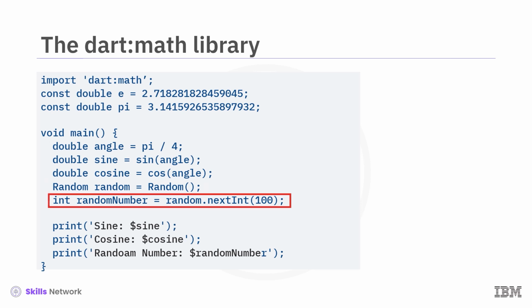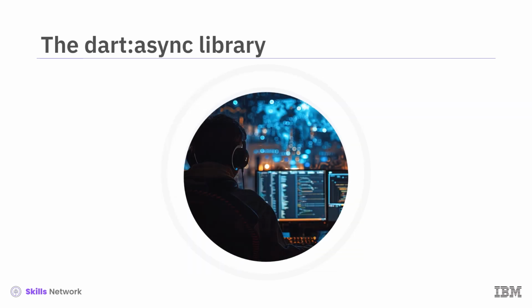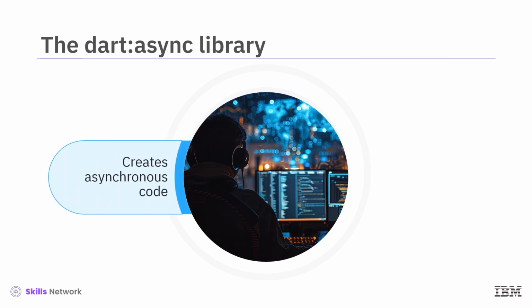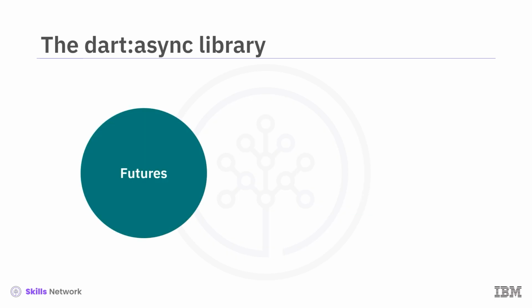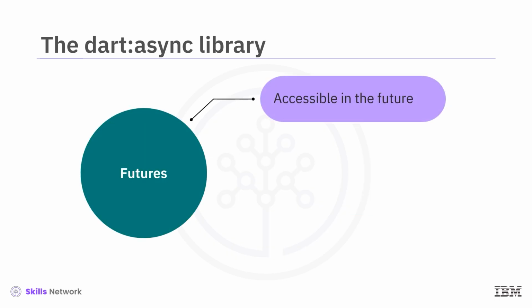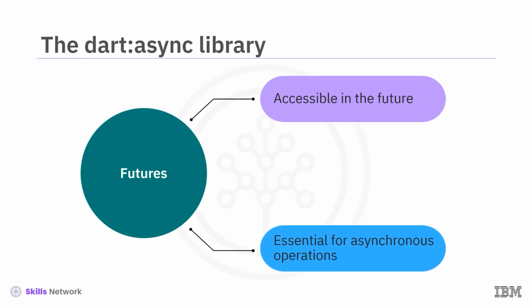Another important library is Dart Async, which helps you create asynchronous code, including stream and future classes. This library helps you build code that can perform multiple tasks that involve delays without blocking other operations. Futures are values that are accessible in the future. They're essential for asynchronous operations like fetching online data or carrying out lengthy computations.